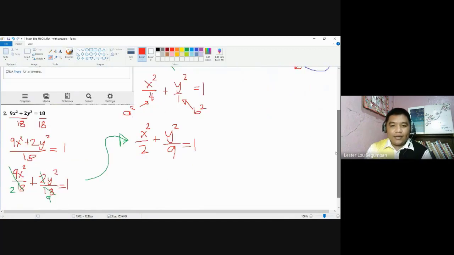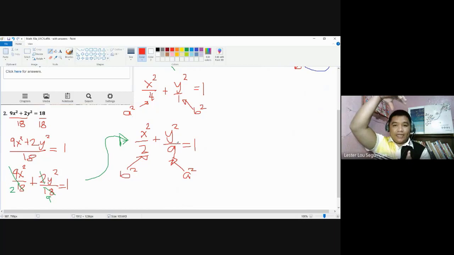For the second, it's the other way around. It's now interchanged, so it doesn't mean this is still a squared. It would be the other way around because a squared is still bigger than b squared. This is your a squared and this is your b squared. If this is the case, the value for a squared, which is 9, is the denominator of y squared. And this would mean that this ellipse is stretching vertically.